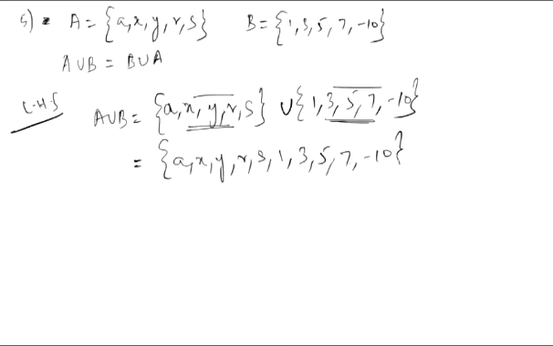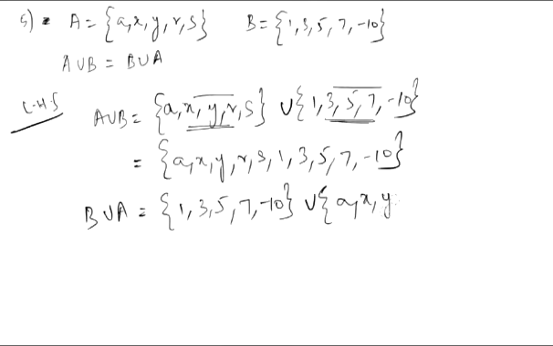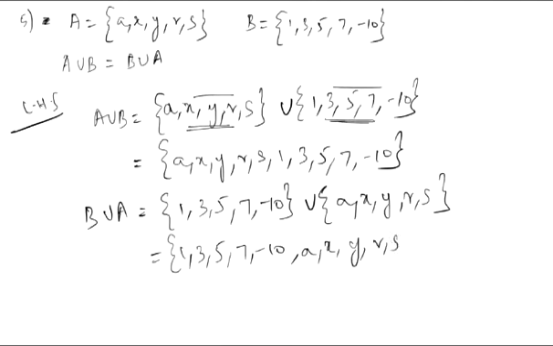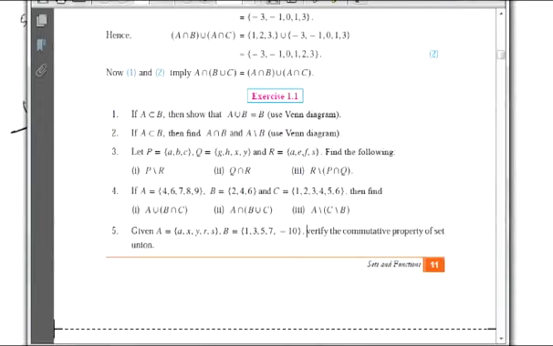Then what will be B union A? It's just the order in which you write the set that reverses, but your end result is going to be the same: 1, 3, 5, 7, minus 10, x, y, r, s. Are the elements the same? Yes, the same elements. The order in which you write does not matter in a set, but you have the same elements. Hence it is proved. Done.